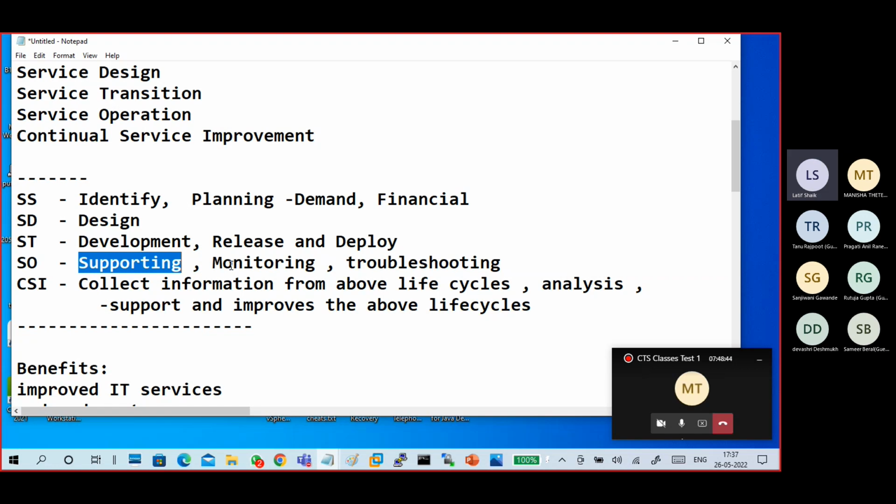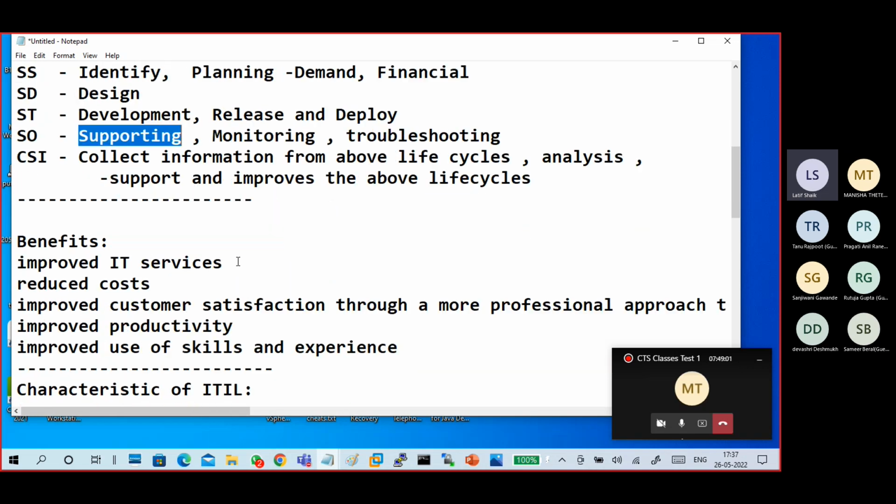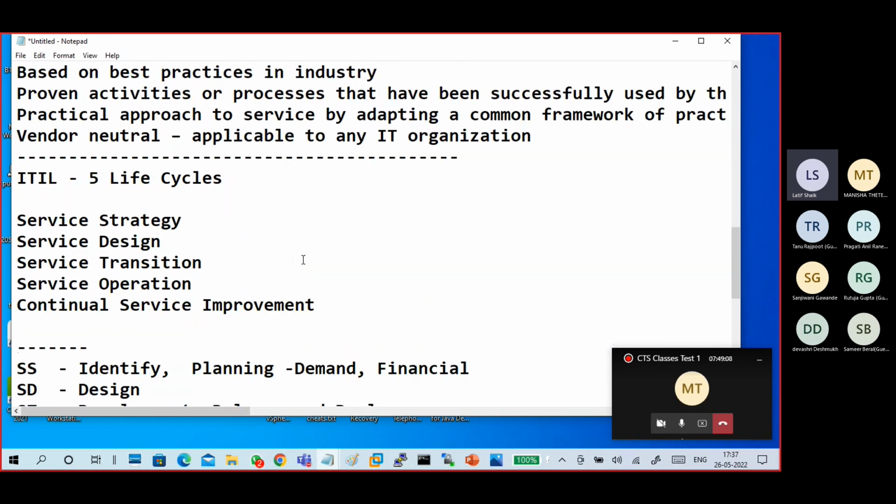Whatever you are planning and designing, there are good outcomes, bad outcomes, issues. So we have to observe those things, analyze, and improve in a certain area. Then your service improvement will occur. So we can improve the customer satisfaction, productivity, and use skills and experiences.